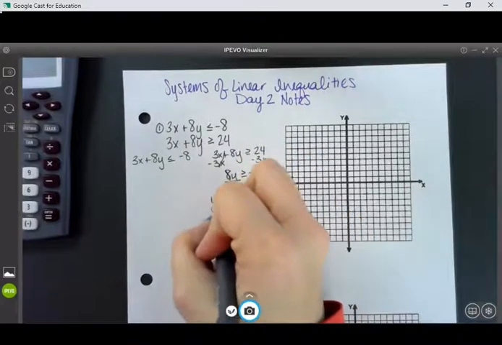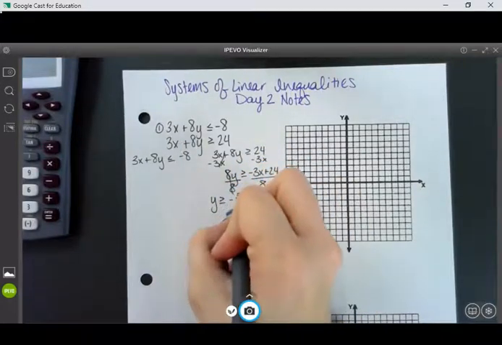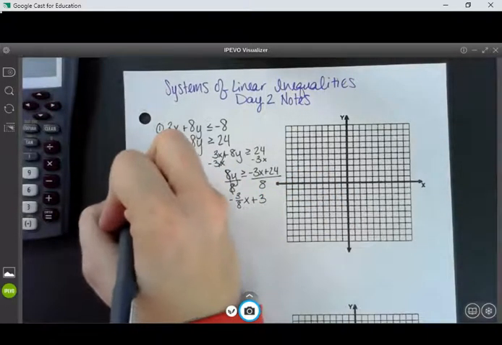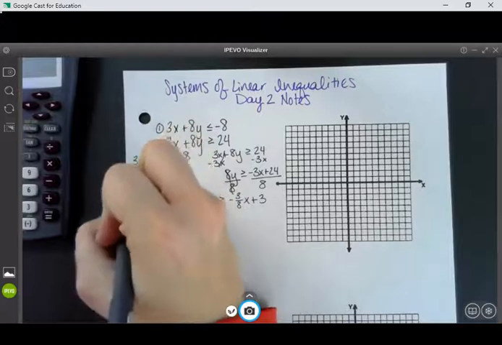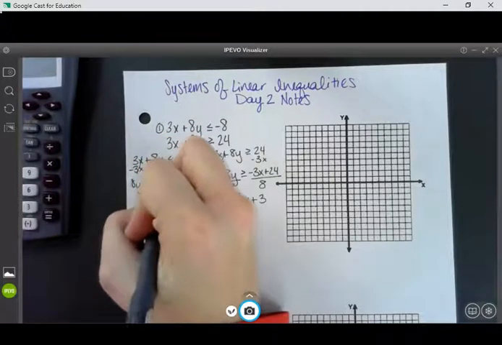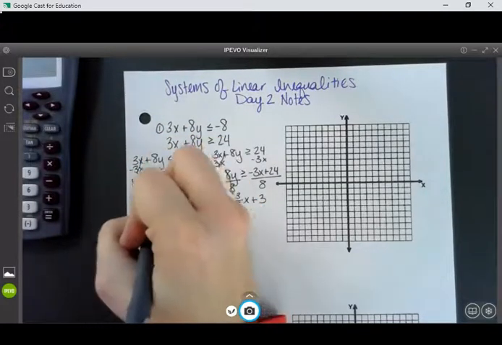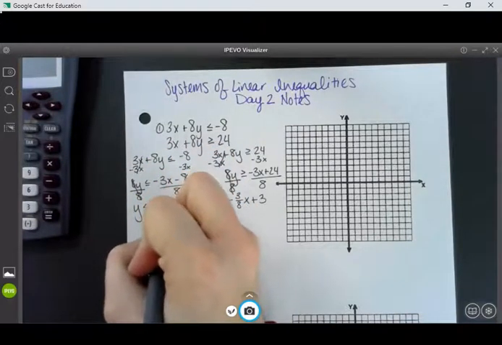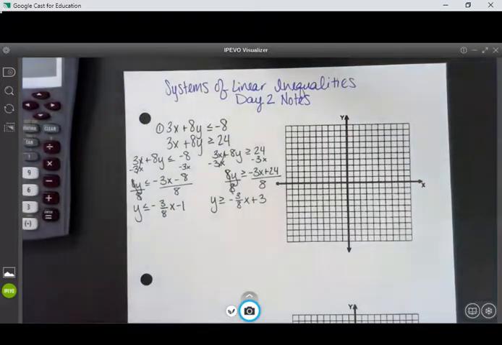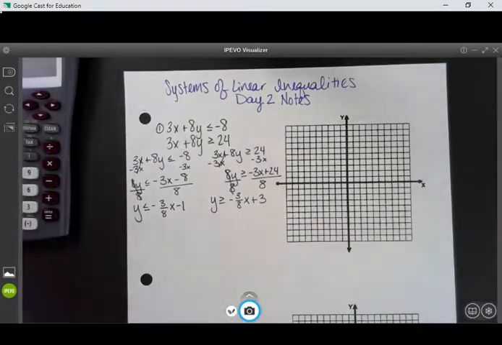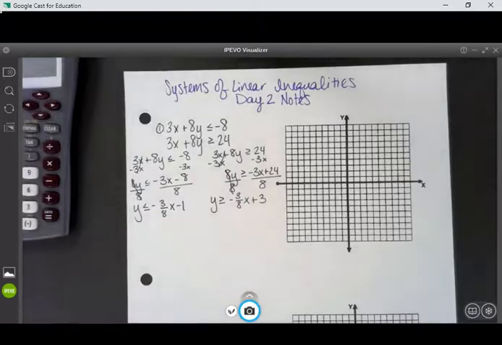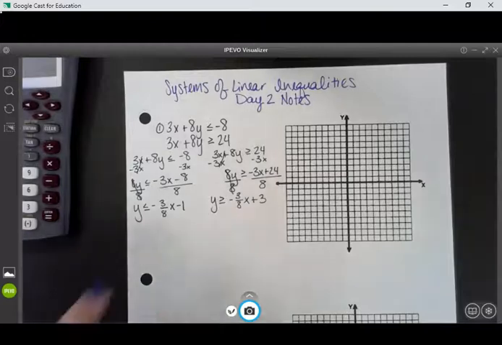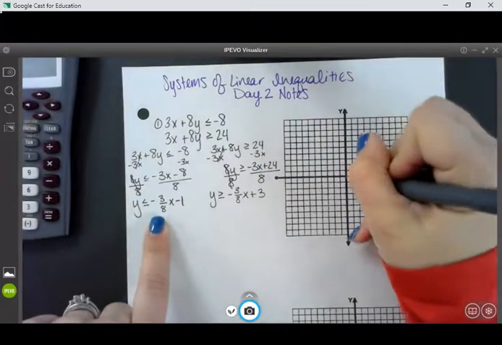Okay, so we have y is greater than or equal to negative 3 over 8x plus 3. Change this other one. So we have y is less than or equal to negative 3/8 x minus 1. So as you can see already, these have the same slope, so hopefully you can see that they are going to be parallel.